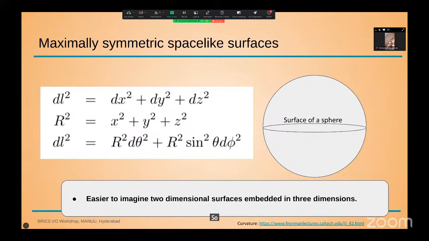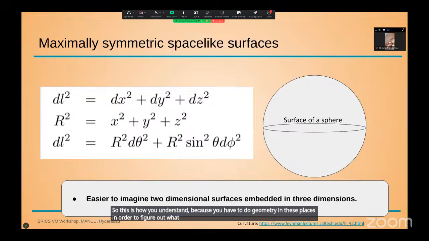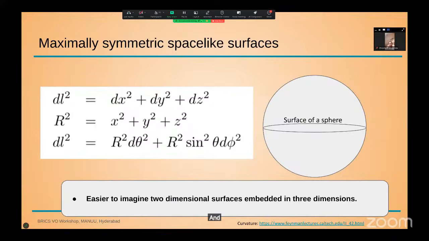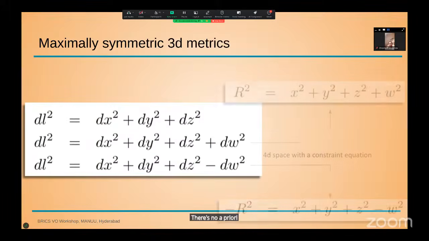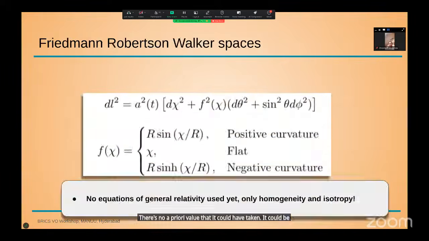So this is how you understand it. You have to do geometry in these spaces in order to figure out what exactly is the geometry of the universe itself. Is it flat? Is it positively curved? Is it negatively curved? And so on. You cannot know this by just doing mathematics. You have to go and observe. Only when you observe, measure things there, can you figure out what the geometry is. There's no a priori value that it could have taken. It could be either of these.